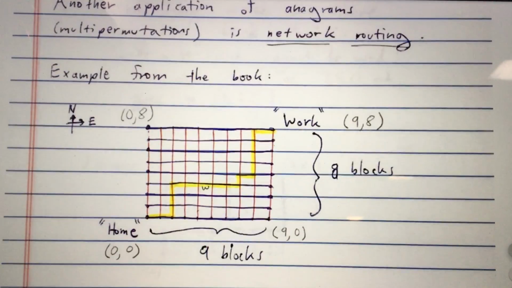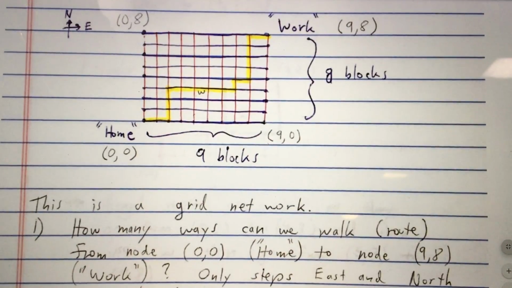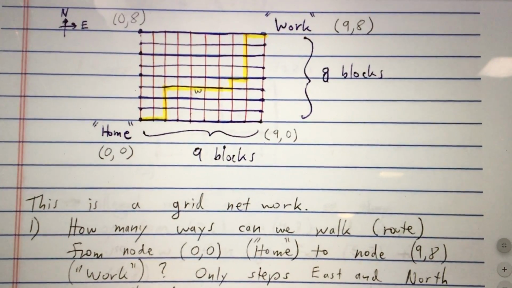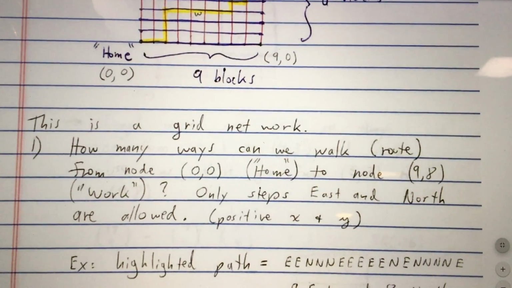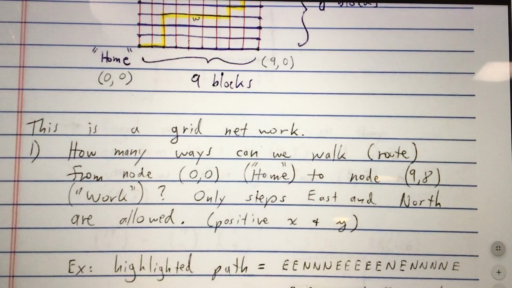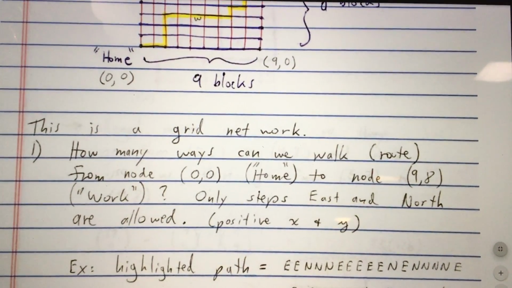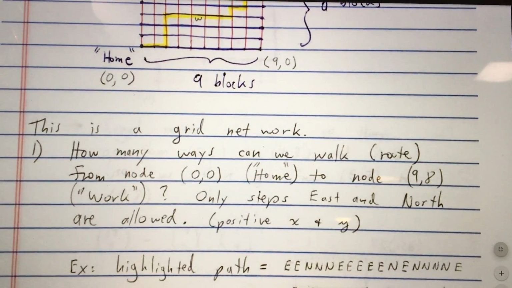So I highlighted one path there from node 0, 0 to node 9, 8. Here's the highlighted path. It goes east, east, north, north, north, and so on. You can check that I have the east and north steps in order.